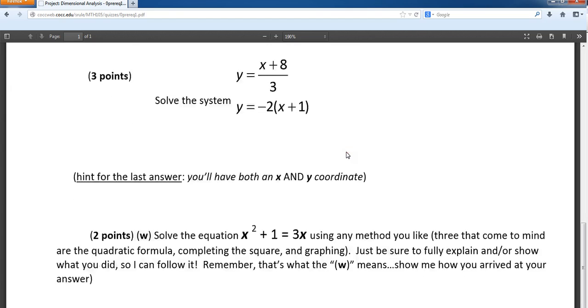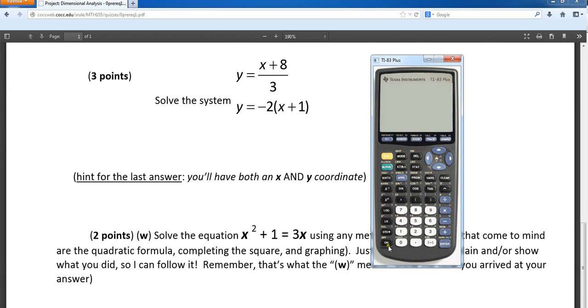So let me scroll down again so we can see the equation. There it is. So essentially what I want to do is turn this bad boy on, get into the y equals editor, and set up a system where this is the first y, x squared plus 1, and the next y is 3x. And I can hit graph, and that's not bad. The x squared plus 1 would be this parabola up here, and the 3x would be this line right here.